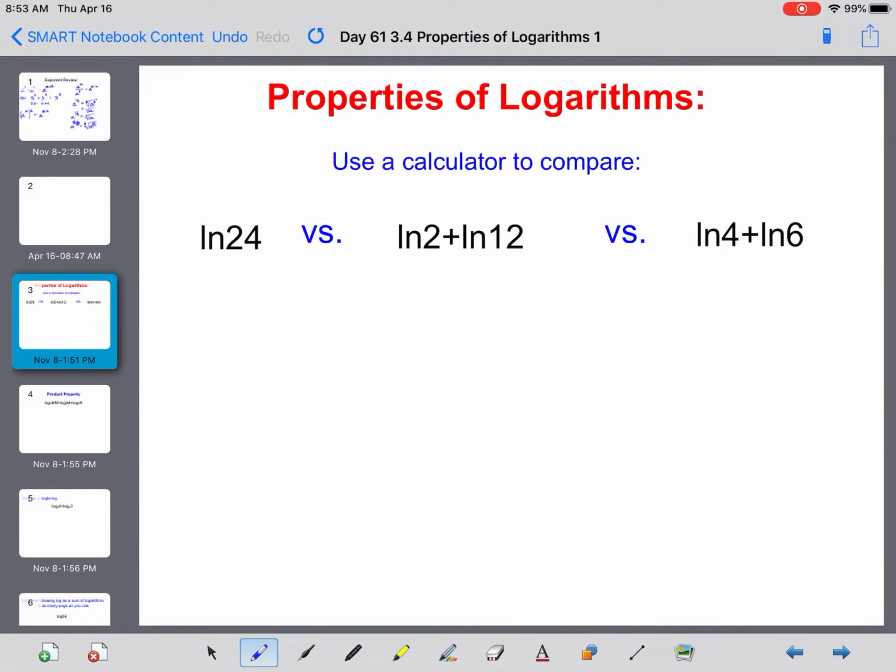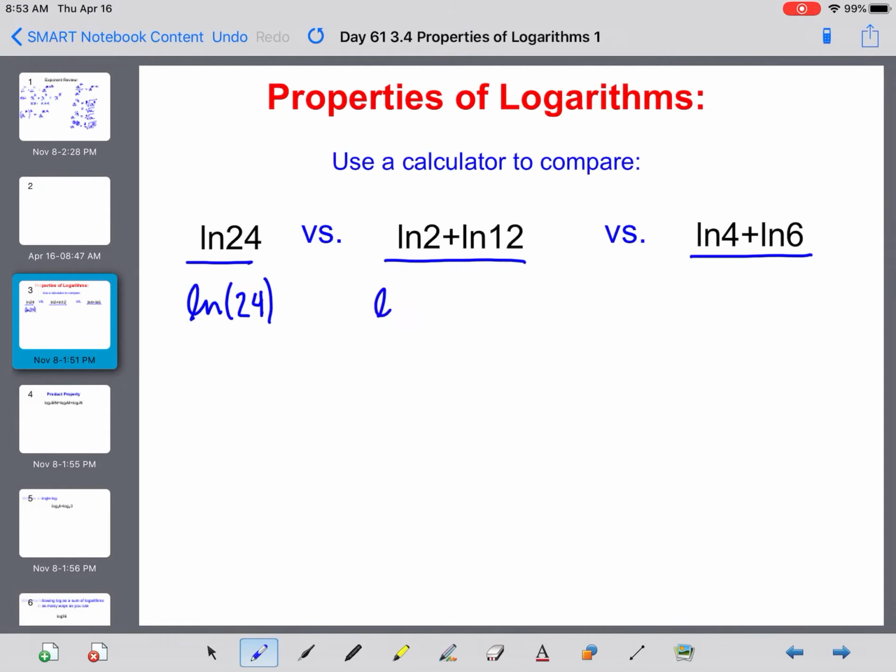Now, looking at some properties of log. So in your calculator, go ahead and type in these 3 different log expressions. So the nice thing about your calculator is you do have an actual natural log key on there. Now, things to keep in mind, natural log of 24, you should have no issue typing in. It would look like this in your calculator screen.